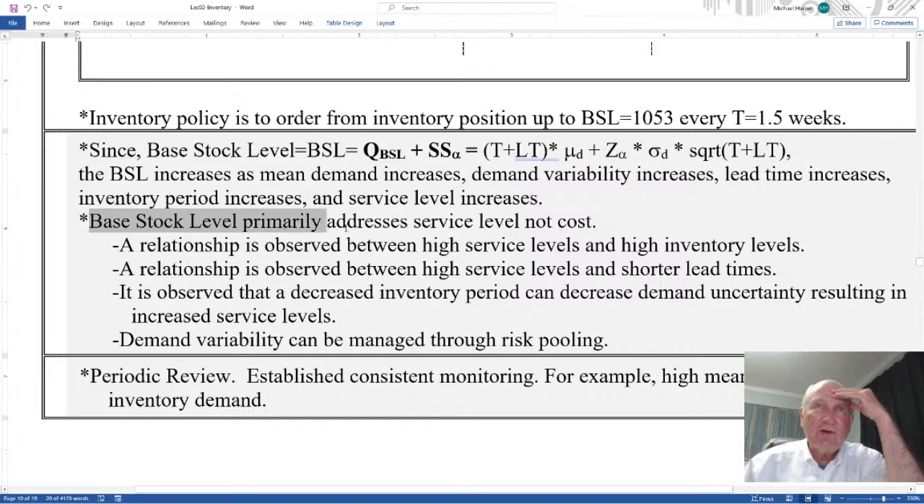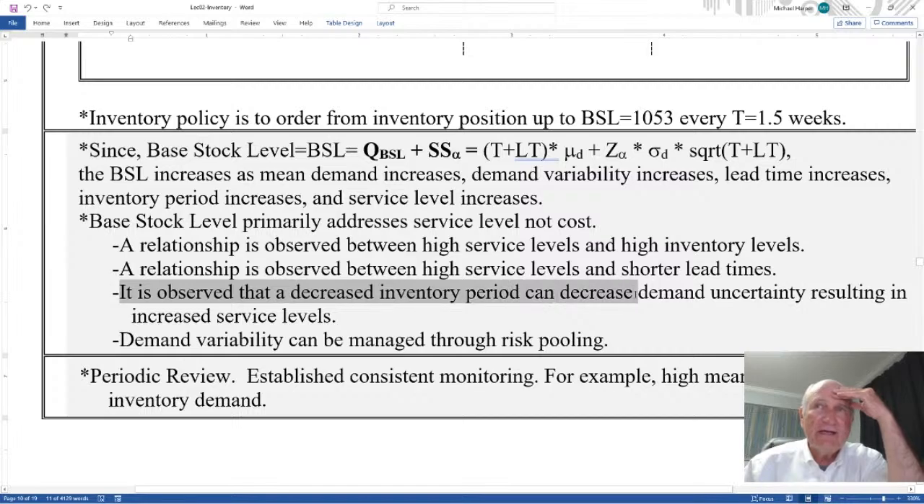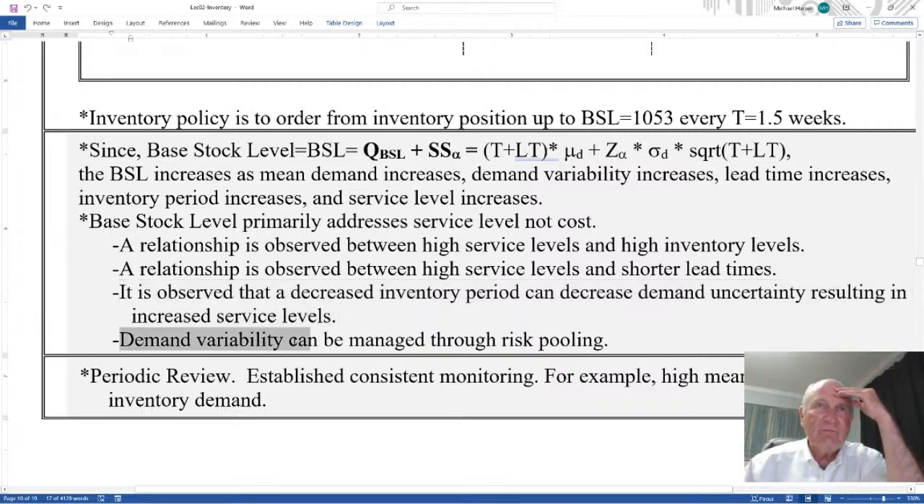Okay, base stock level primarily addresses service level, not cost. A relationship is observed between high service levels and high inventory levels. A relationship is observed between high service levels and shorter lead times. And it is observed that a decreased inventory period can decrease demand uncertainty, resulting in increased service levels. And finally, demand variability can be managed through risk pooling. So we will manage this next. The base stock level addresses the service level, not the cost.